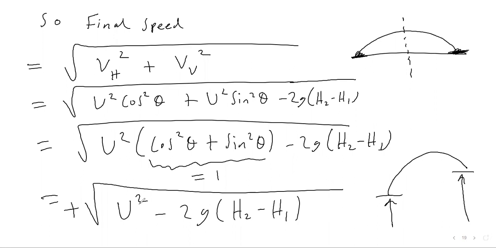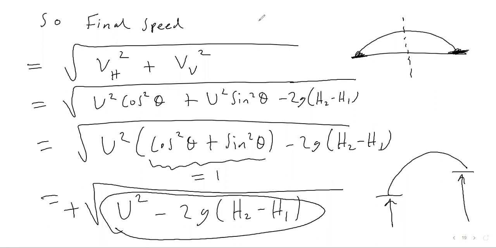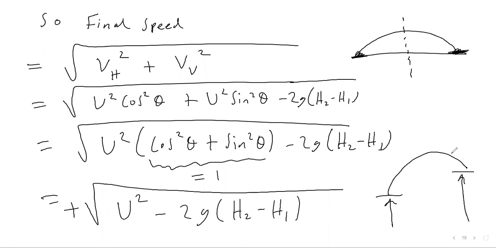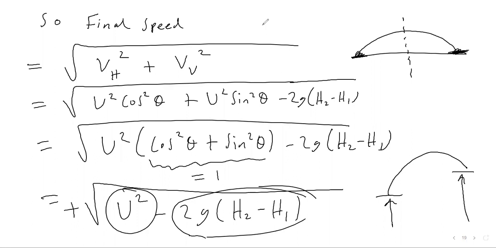So just note as well, obviously, in order to take a square root of a number, the number inside the square root must be positive. So in order for you to actually get to your target, we need to make sure that u squared is bigger than 2g times h2 take away h1. If that number were smaller, you'd get a negative number inside your square root, which is obviously impossible for these kind of mechanics questions.